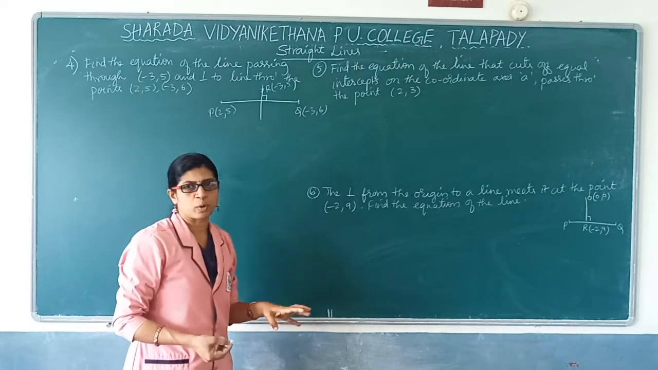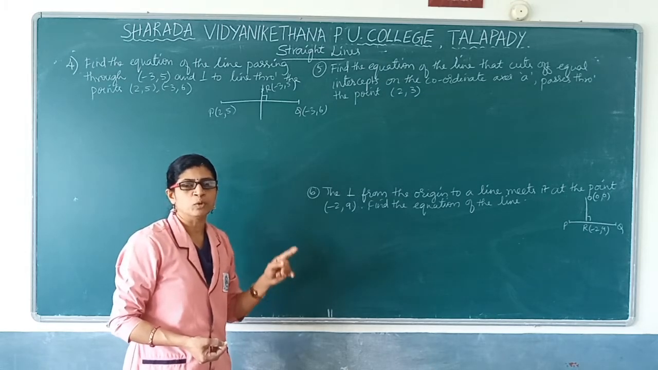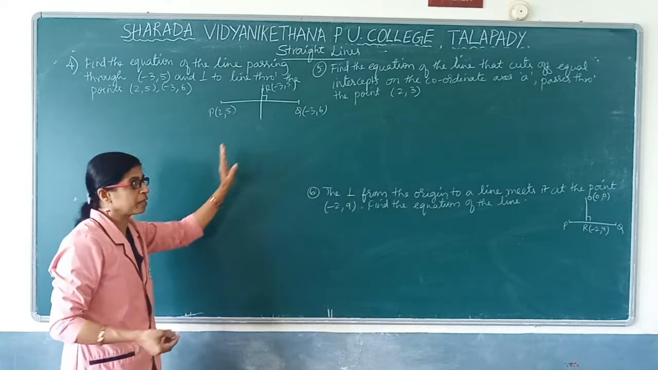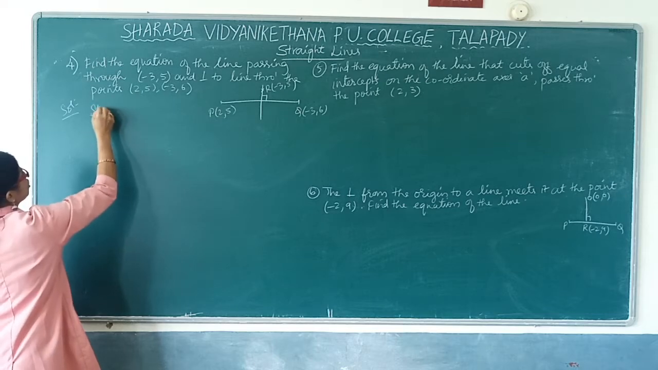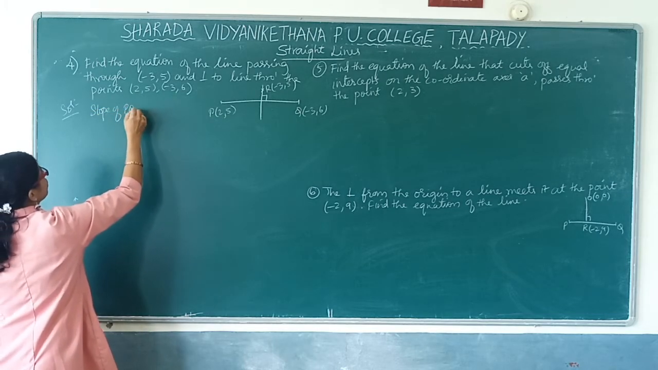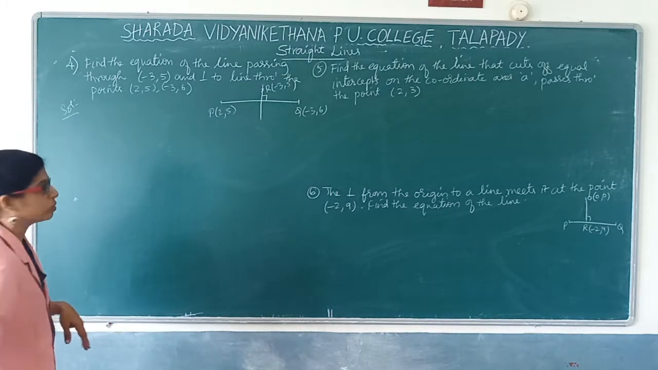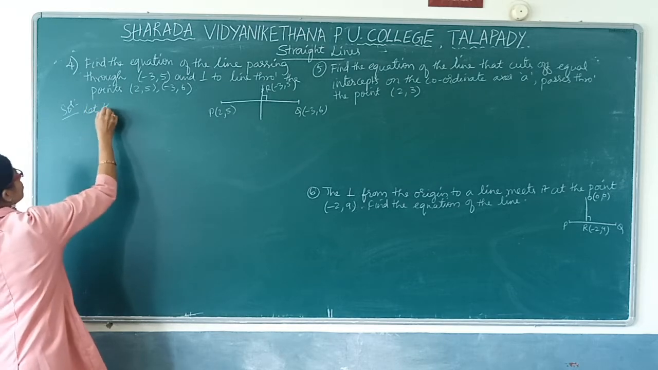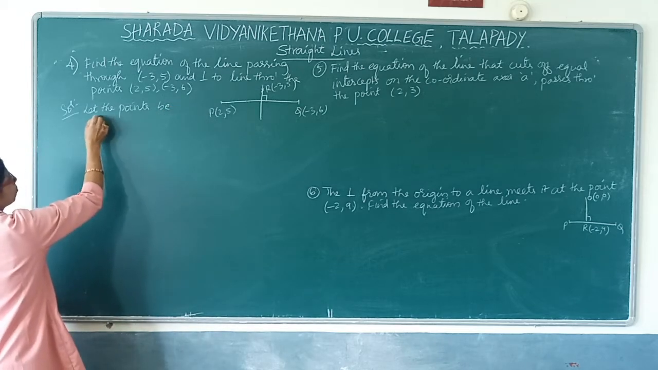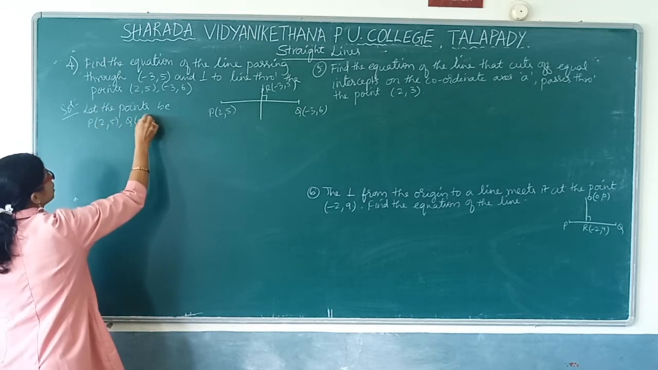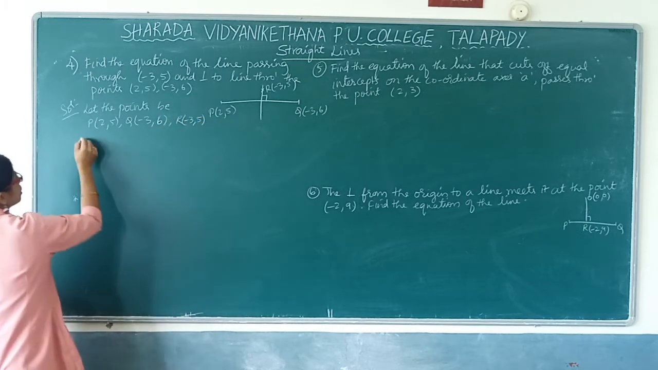They are negative reciprocals, or you can say m1 m2 is equal to minus 1 whenever the two lines with slopes m1 and m2 are perpendicular. That concept we are going to apply here. Okay, so solution. First of all, we can give the names because we have not mentioned P and Q in the question. You write, let the points be, we will name all the points, P of 2, 5, Q of minus 3 comma 6 and R of minus 3 comma 5.